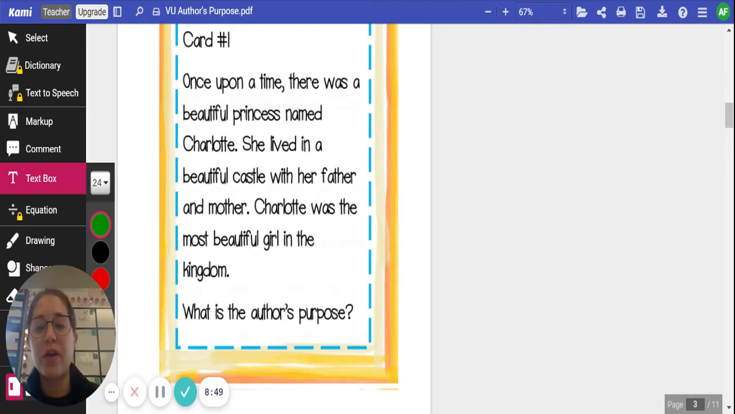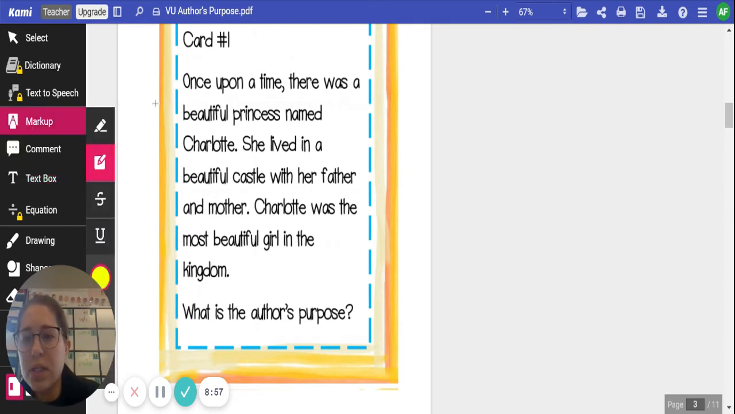So if I go back and I think about our graphic organizer, we found some clues, right, when we read about our art museums. So let me see if there's any clues in this story. Once upon a time. That kind of sounds like a fairy tale, right? So I'm going to highlight once upon a time as one of my clues. There was a beautiful princess. Okay, I'll highlight that, named Charlotte. She lived in a beautiful castle with her father and mother. Charlotte was the most beautiful girl in the kingdom. To me, this sounds an awful lot like a fairy tale, doesn't it? Once upon a time, we have a princess, we have a castle, we have a kingdom. Kind of sounds like it's a Disney movie.